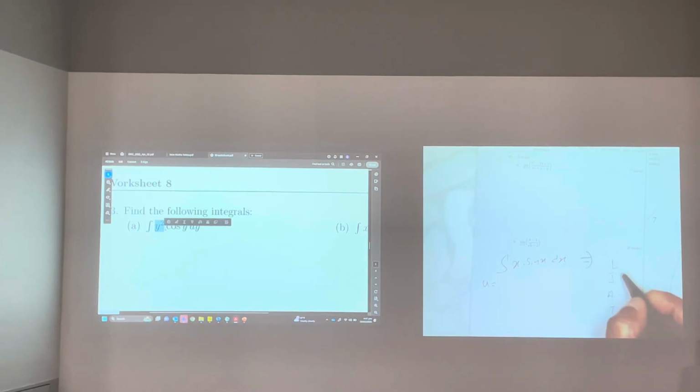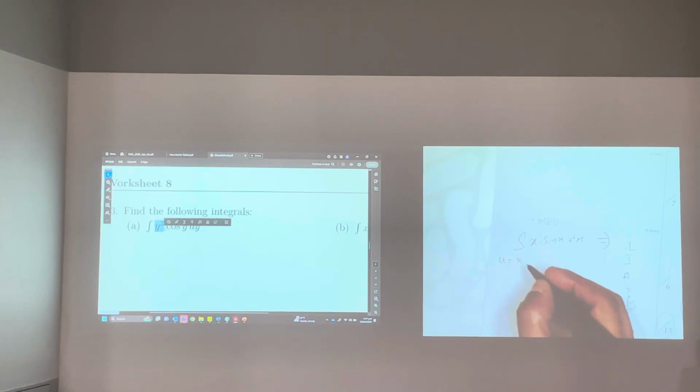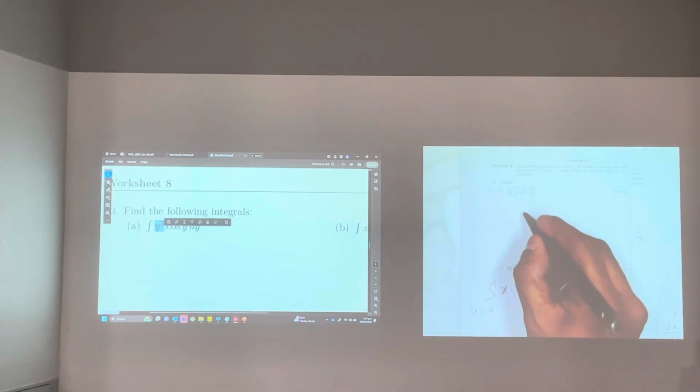LIATE, right? So algebra and trigo. Algebra comes above trigo. So your u is x. What's the next step? What is the integration equation? We write here.